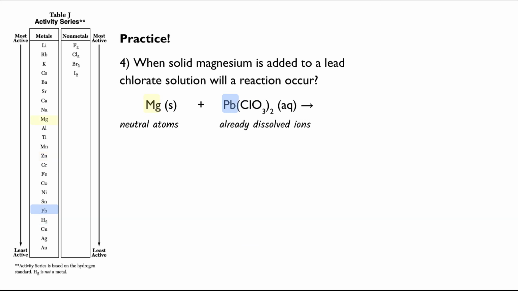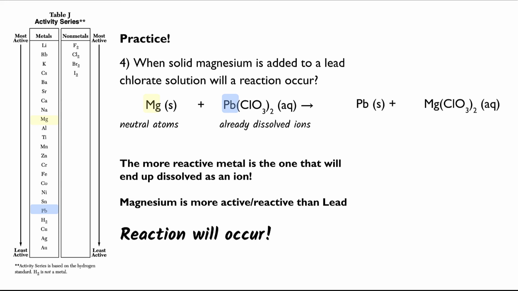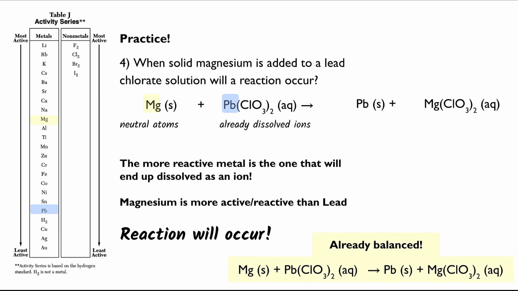Number 4, when solid magnesium is added to a lead chloride solution, will a reaction occur? So magnesium is higher than lead on the reaction series. Magnesium is starting off as the solid and lead is starting off dissolved. Since magnesium is more active, magnesium needs to end up as the dissolved substance, and so a reaction will occur. We'll end up with lead plus magnesium chloride. This reaction was already balanced as it was written, so we didn't even need to add any coefficients.